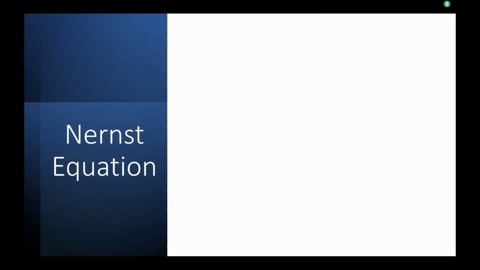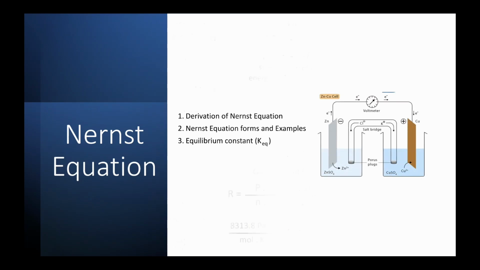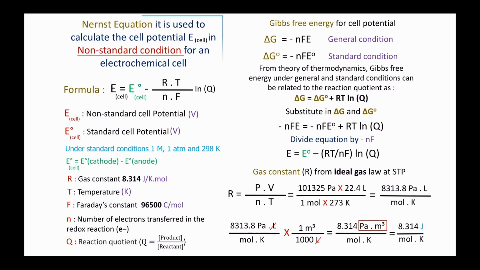Today we talk about the Nernst equation, which is an important equation in analytical chemistry. We'll cover these topics: derivation of the Nernst equation, forms, an example, and at the end we'll talk about the equilibrium constant.